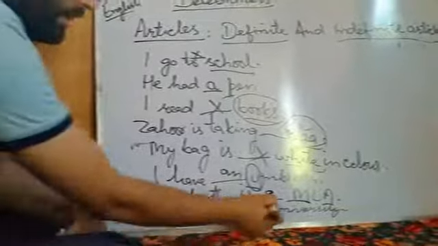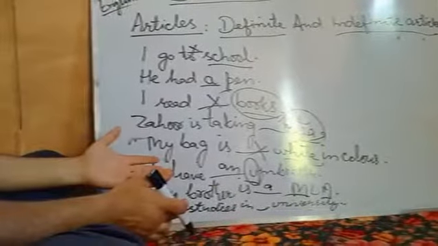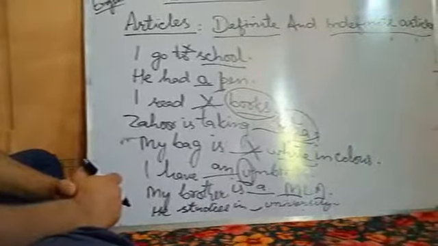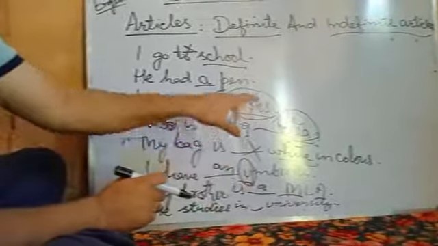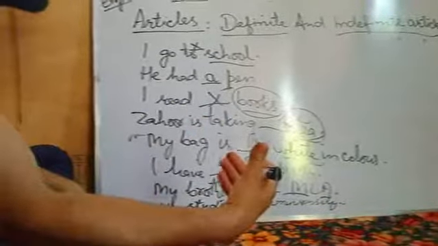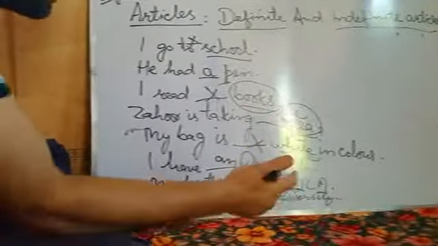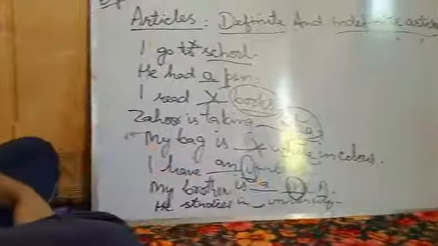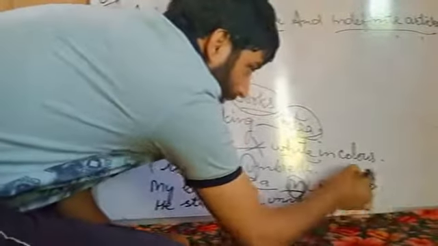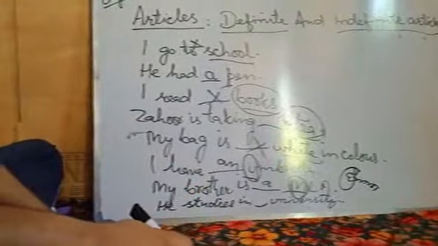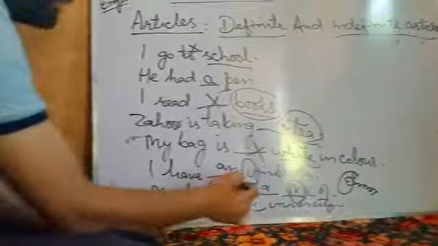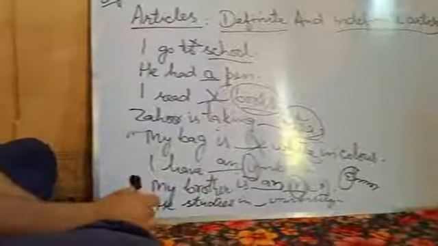Why is it wrong? Here is M. M is a consonant. Why can't we use a here? We can use a when a word gives the sound of a consonant, but M gives the sound of a vowel. The full form of M is em. So it gives the sound of e, a vowel. So it is, my brother is an MLA.